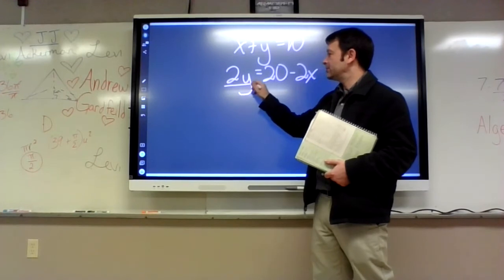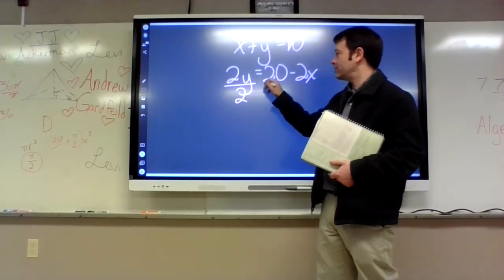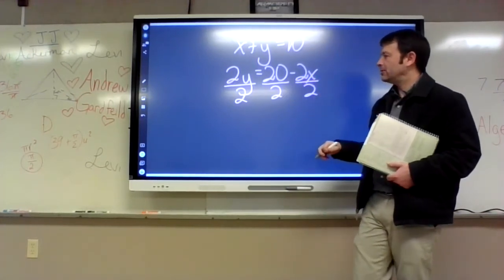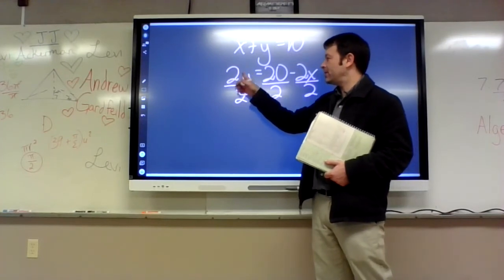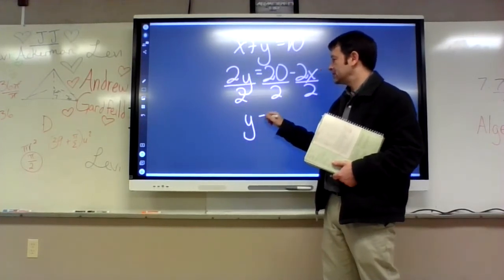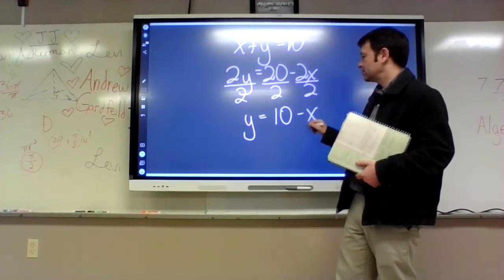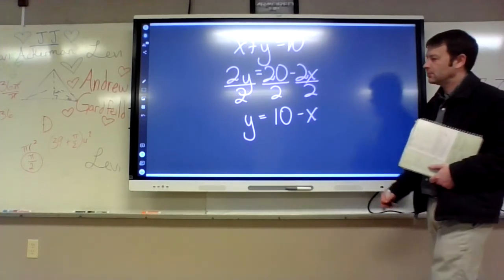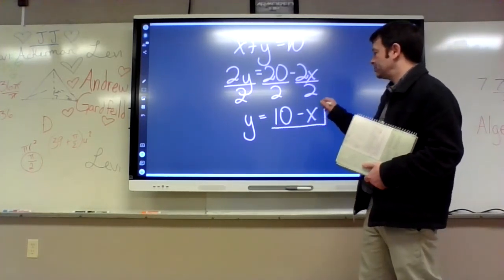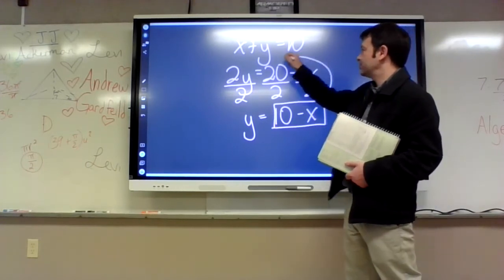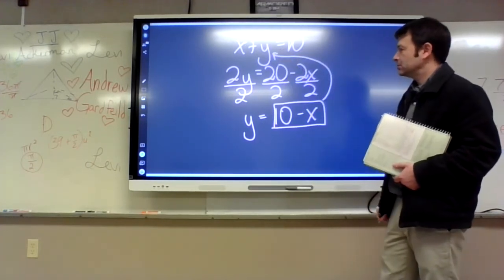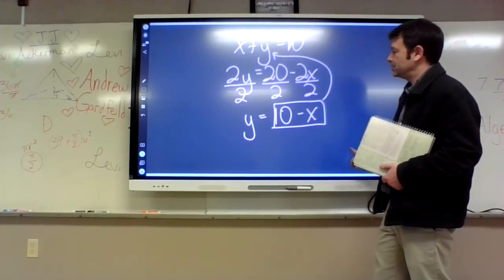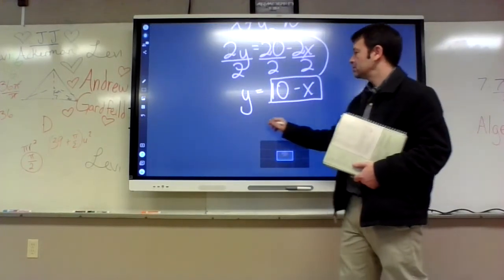Substitution is when you get x or y by itself and substitute it for x or y. If we divide this bottom line by 2, look what happens. Y equals 10 minus x. So we can substitute y in the other equation with 10 minus x. So the top equation becomes x plus 10 minus x equals 10.